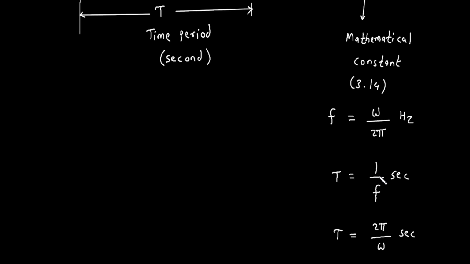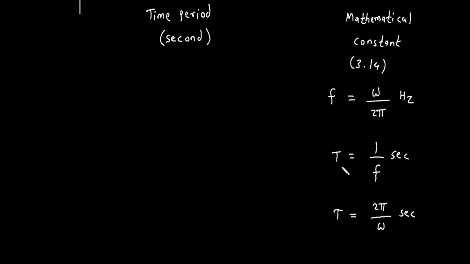The time period is the duration of one complete cycle of the waveform. It is the time taken for the voltage to go through one full oscillation, from 0 to Vm, back to 0, down to minus Vm, and back to 0 again. The time period is given by T = 1/f, which is also equal to 2π/ω.